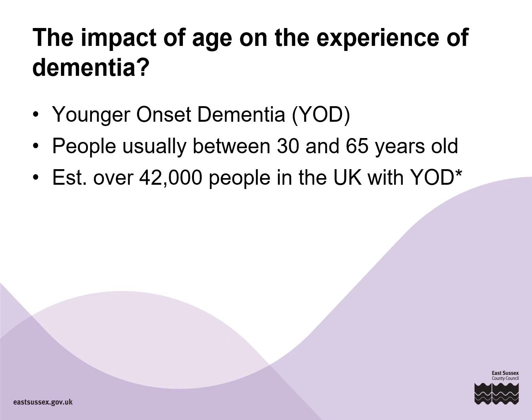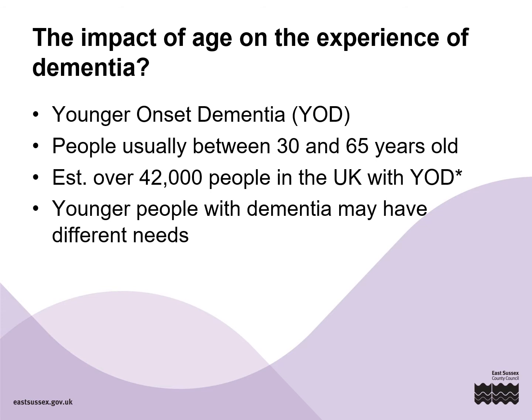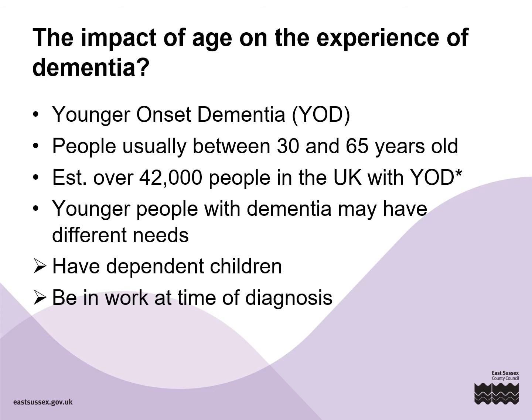at a younger age. Although the symptoms of dementia are similar whatever a person's age, younger people with dementia may have different needs. They're also more likely to have dependent children and be in work at the time of diagnosis. They may also have financial commitments such as a mortgage.